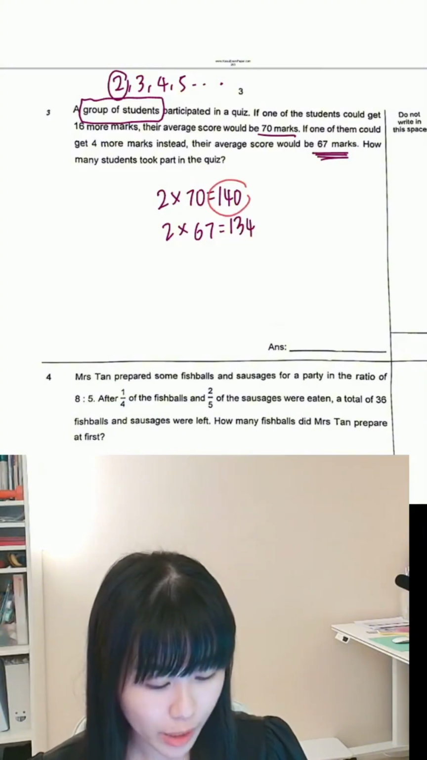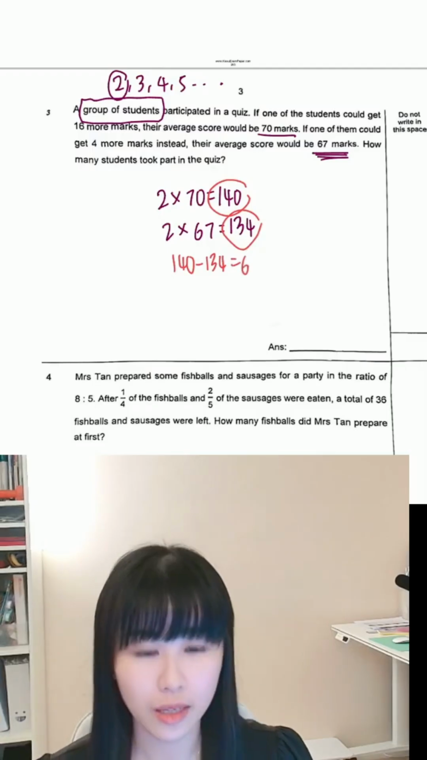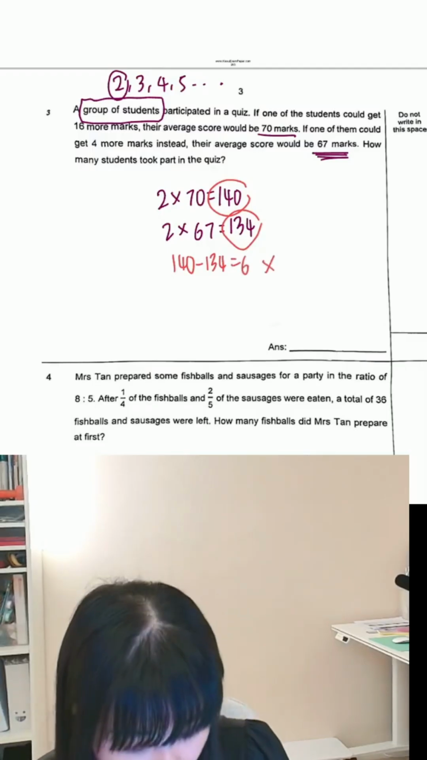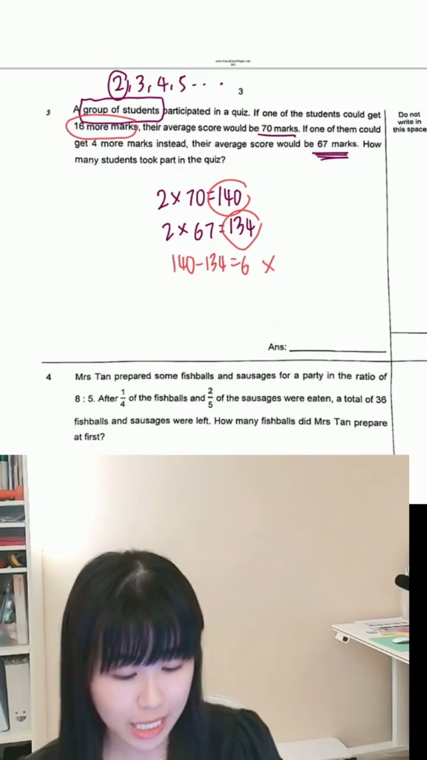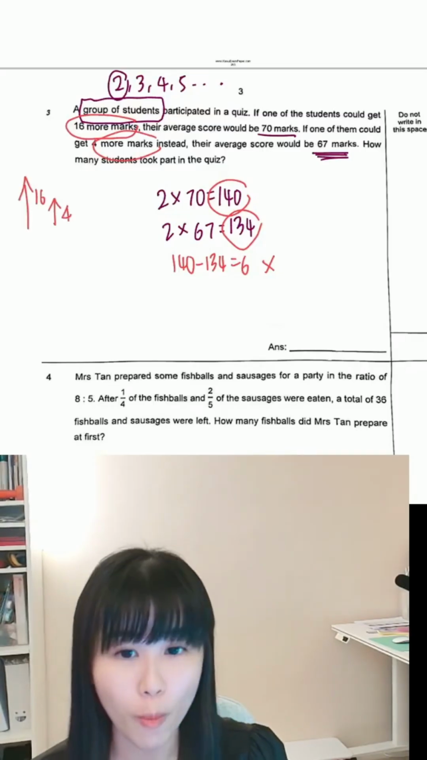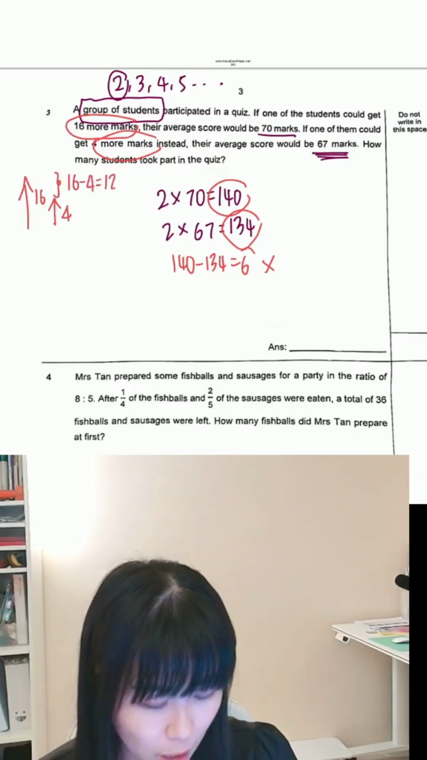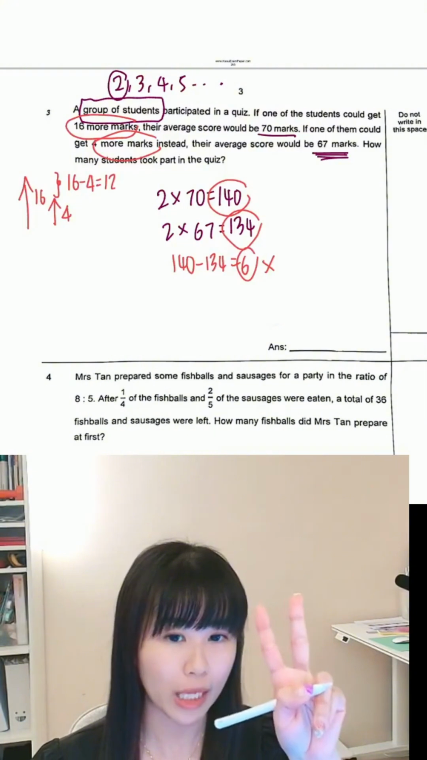If you compare case 1 and case 2, 140 minus 134, the difference is a 6. This one will be wrong. Why? Because in case 1, the student gets 16 more marks. In case 2, right, the student got 4 more marks. So by right, their difference should be 16 minus 4 is a 12. It cannot be a 6. So when you try number 2 that time, it doesn't work.